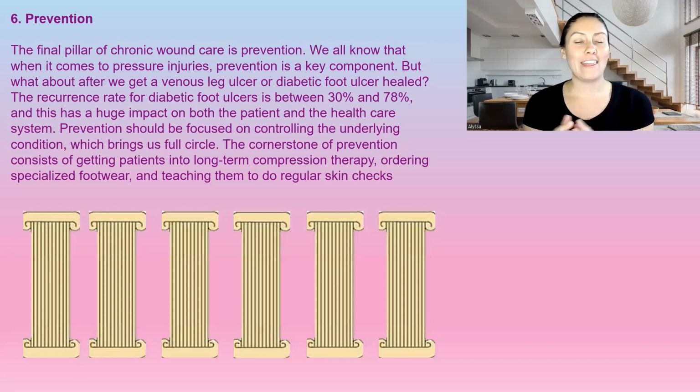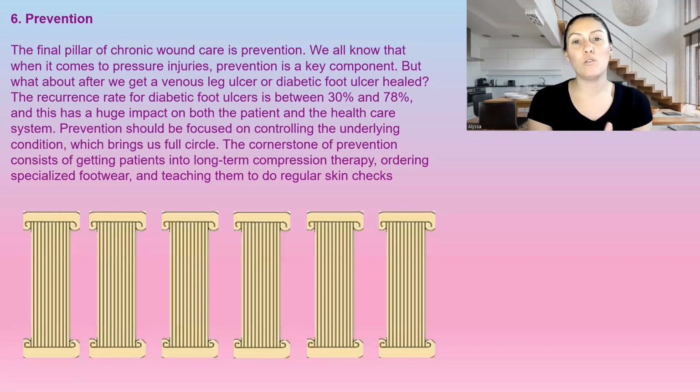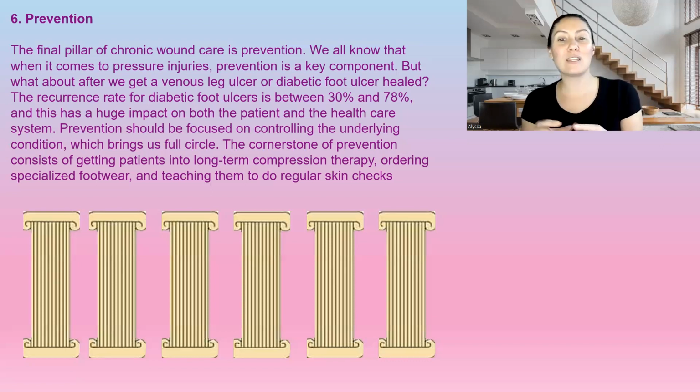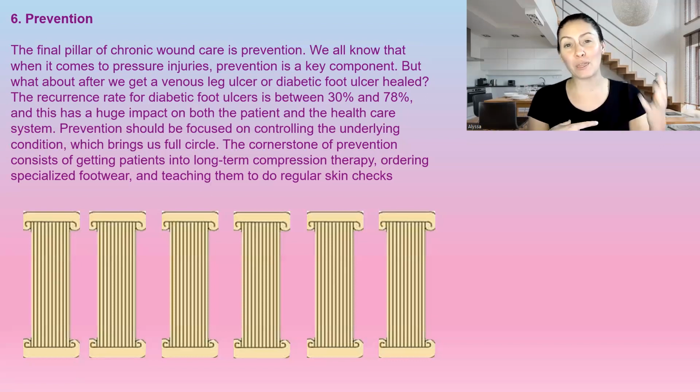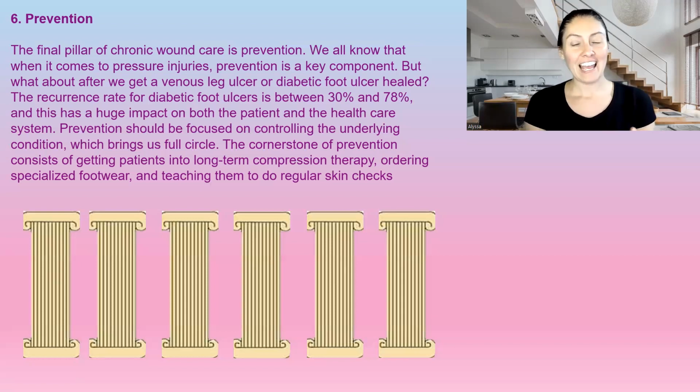We all know that when it comes to, say, pressure ulcers, prevention is key, right? We want to be moving the patient so that we're not having pressure in a spot for too long. But what about when a patient has a venous leg ulcer or a diabetic foot ulcer? We need to be teaching prevention, because the reoccurrence rate of a diabetic foot ulcer is between 30 to 78%. This is a huge impact. So if we're putting in a system and educating our patients, honestly, if we just educate our patients, we can bring that number down by so much.